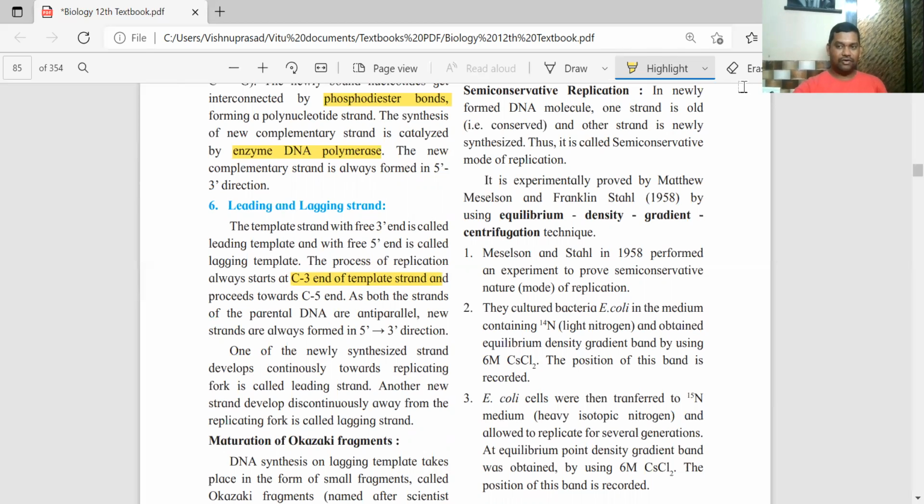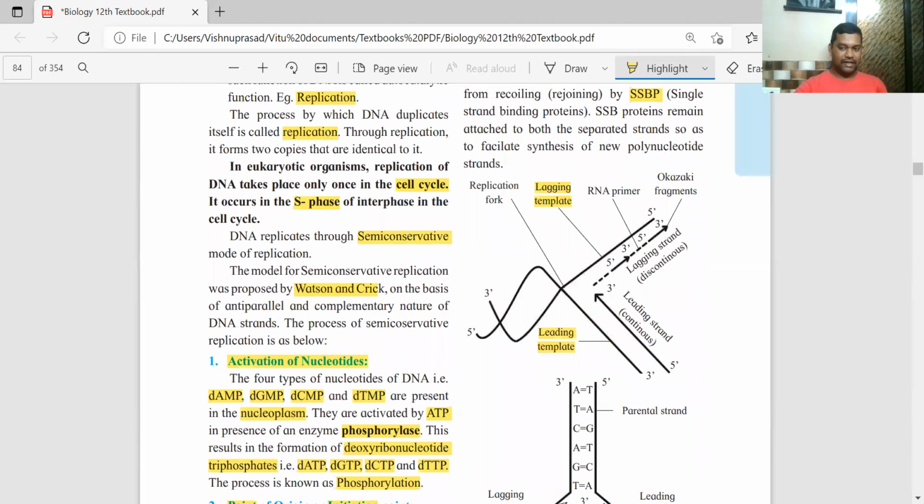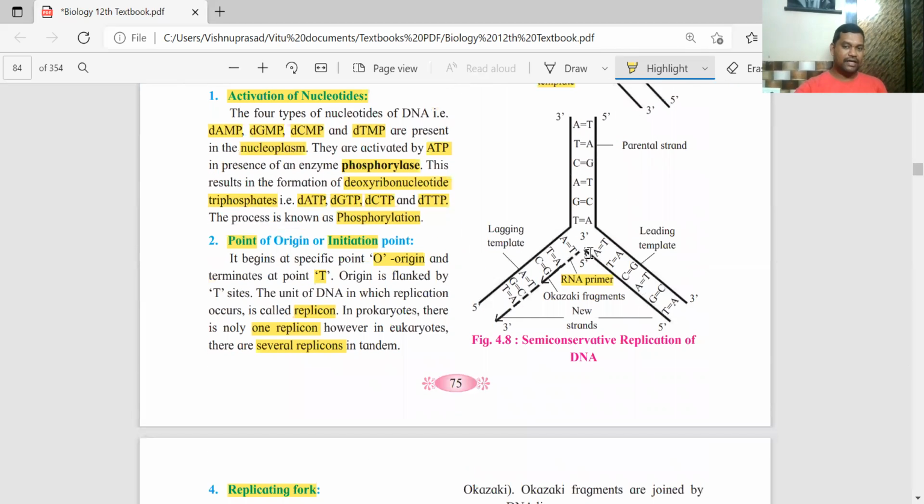Leading template, as you can see, it is formed in fragments. उल्टा डायरेक्शन में आना है ना. फ्रैगमेंट्स में बनेगा. उन फ्रैगमेंट्स को बोलते हैं ओकाजाकी फ्रैगमेंट्स. They are called Okazaki fragments, जो टेम्पलेट के ऊपर पीसेस में बनेगा in a 5 prime to 3 prime direction.